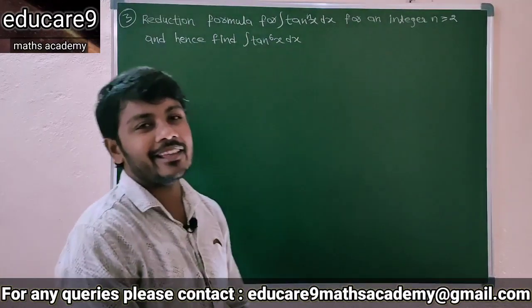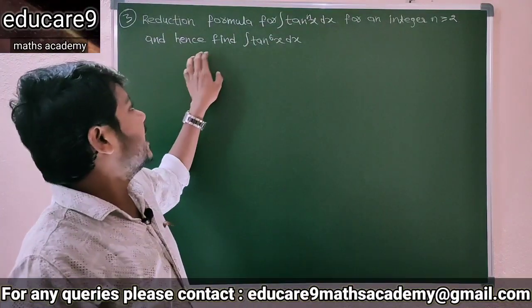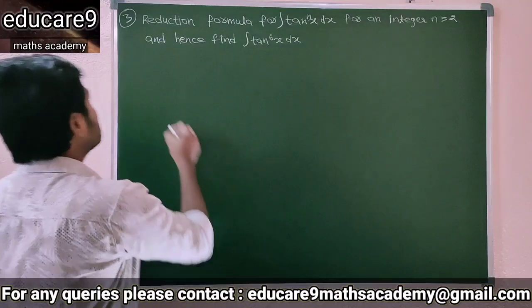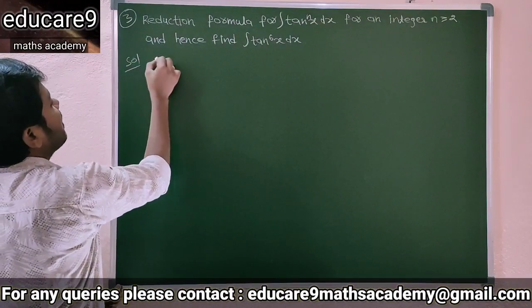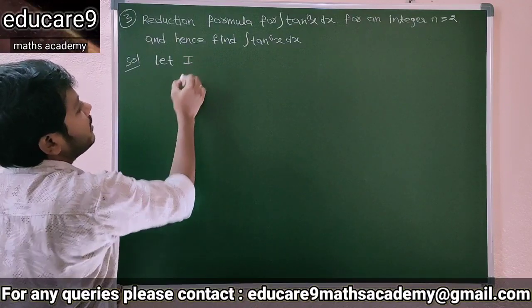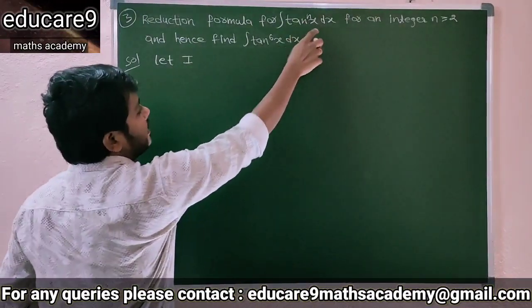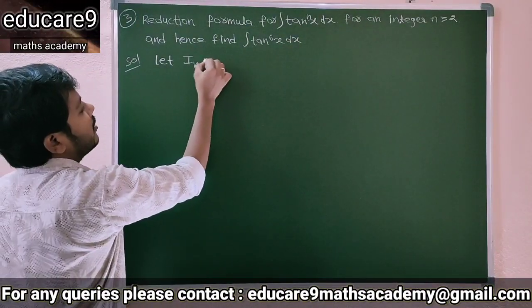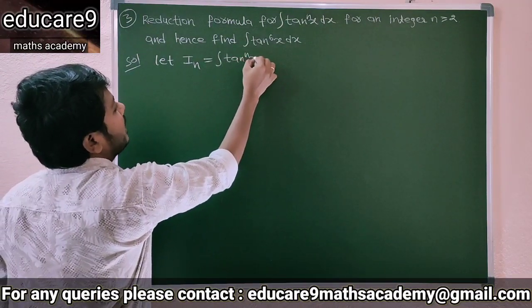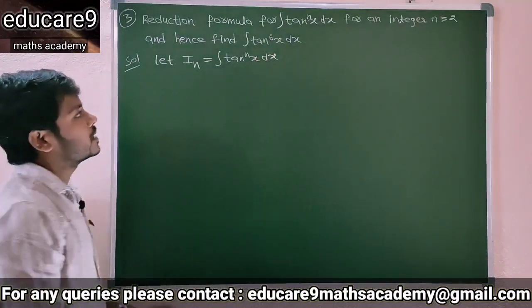n is greater than or equal to 2, and hence find the integration of tan^6 x dx. See here, first let the given integral, the integration of tan^n x dx, be I_n. Therefore I_n is equal to the integration of tan^n x dx.